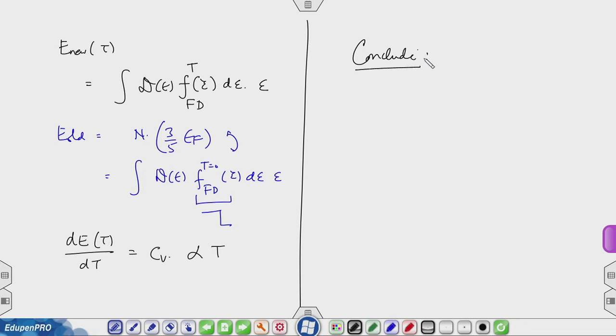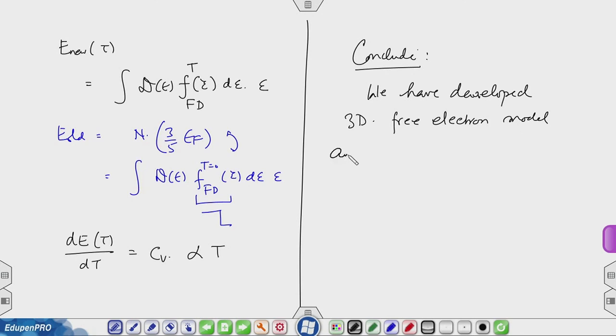So, let me conclude this lecture by saying that we have developed the 3D free electron model and given k_F, epsilon_F and D(E) for it.